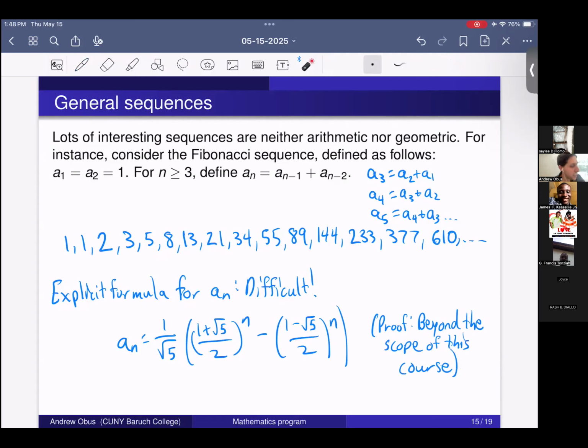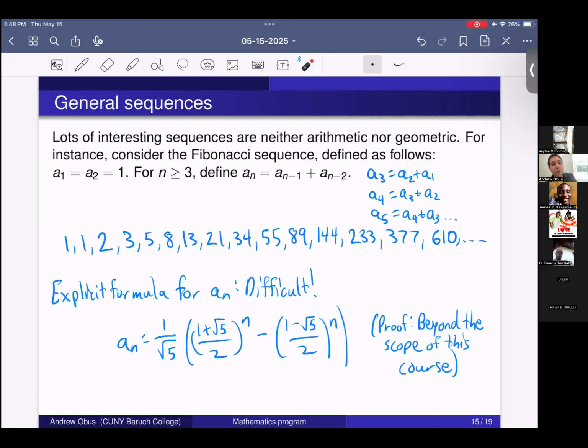Okay, but we don't need an explicit formula because you can get any entry you want by just adding the 2 previous entries. And this is just a sequence. This is not an arithmetic sequence because the differences between the terms are not constant, right? You're adding 2, then adding 3, then adding 5. It's not geometric because here you multiply by 1, then you multiply by 2, then you multiply by 3 halves, then you multiply by 5 thirds.